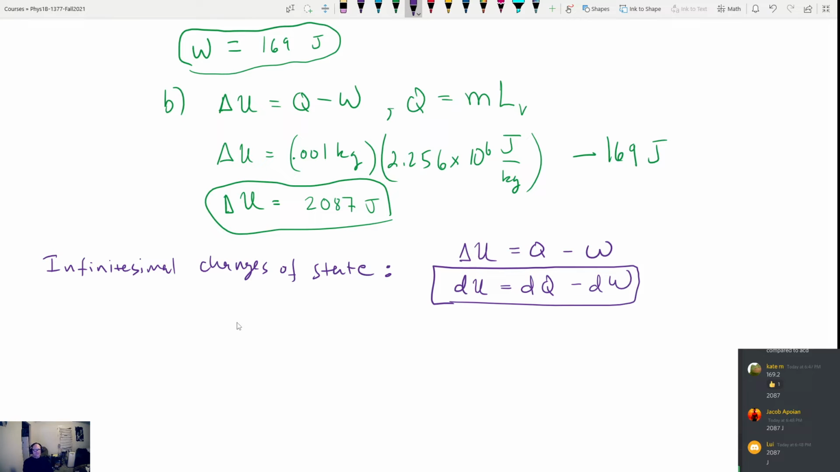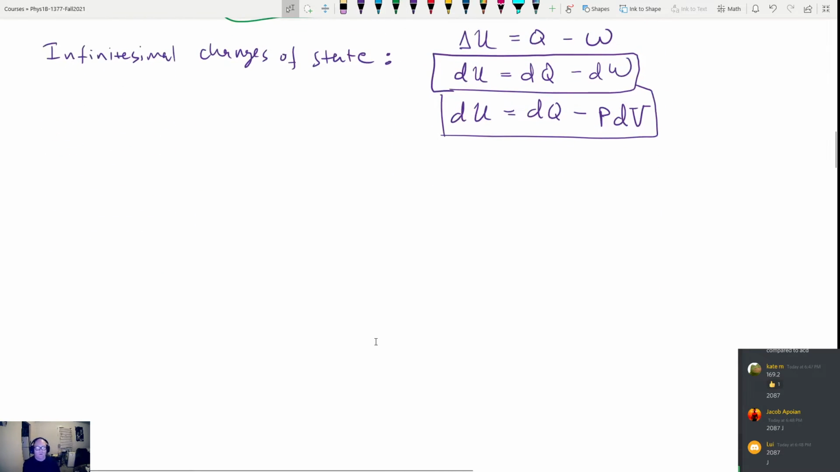Oh, and for us, dW is very often just going to be pressure times dV. So this will be another version of the equation that we're going to see we use a lot. All right, no specific changes or anything like that, just a heads up of where we're going. And the next thing we want to do is talk about types of thermodynamic processes.